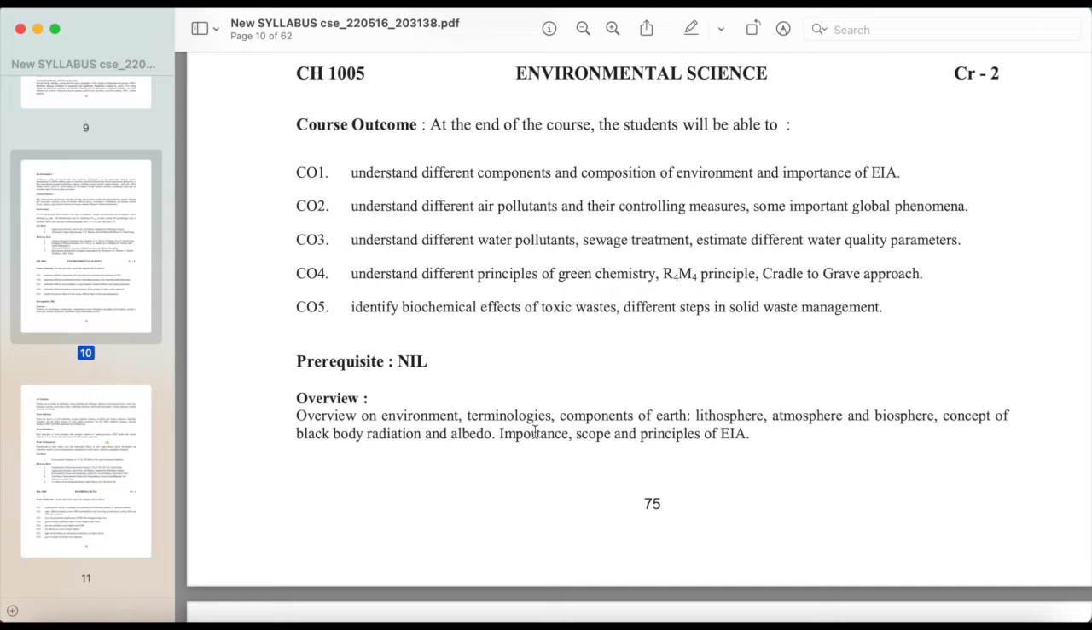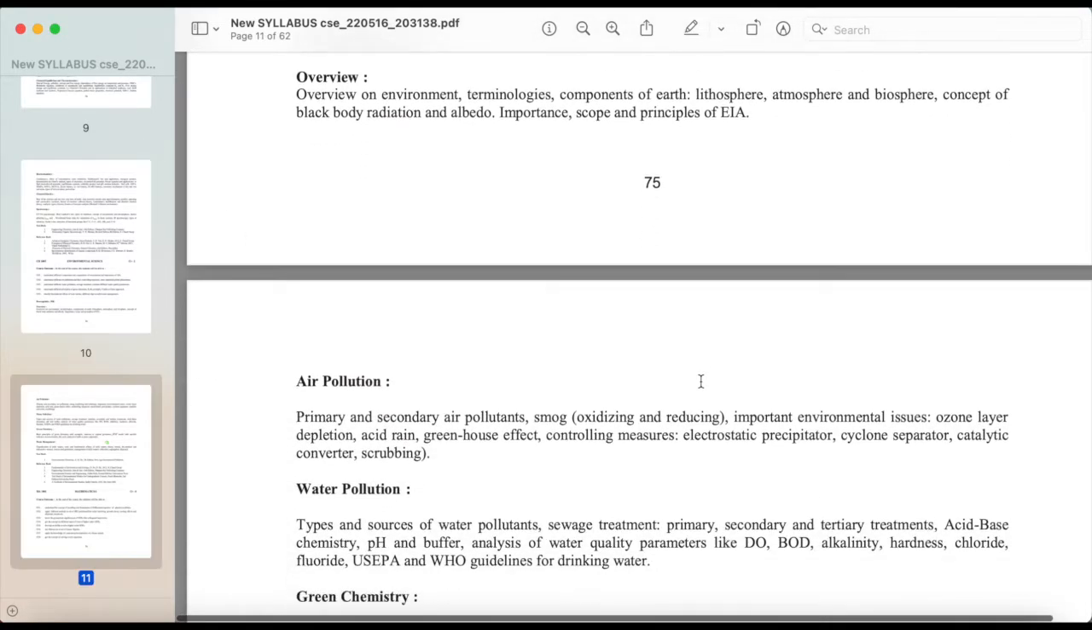CO4, understand different principles of green chemistry, the R4M4 principle, and the cradle-to-grave approach. CO5, identify biochemical effects of toxic wastes and different steps in solid waste management. Prerequisite: nil. Overview: overview on environment, terminologies, components of Earth, lithosphere, atmosphere, and biosphere, concept of black body radiation and albedo. Importance, scope and principles of EIA.